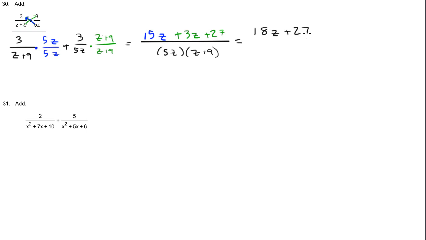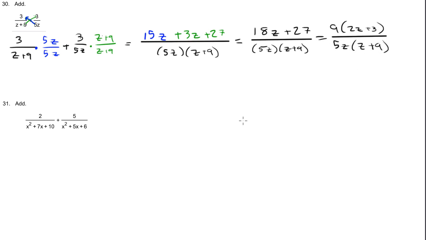plus 27. And we could factor a 9 out of that, but it's not going to cancel with the denominator. So that's simplified.